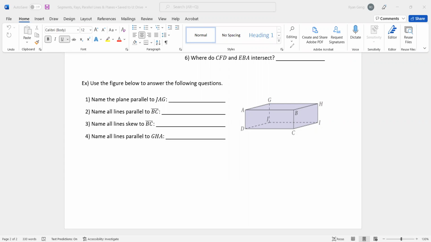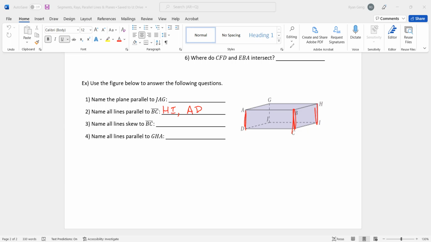Name all lines parallel to BC. Well, BC is on 2 different planes, right? 2 different drawn planes. So BC is on the right-hand side. And what's on the right-hand side that doesn't touch it? HI. It's also on the front. So BC, what doesn't touch BC? AD.